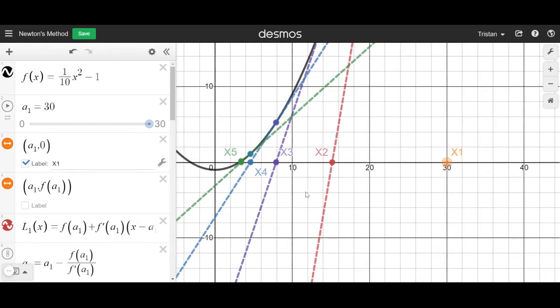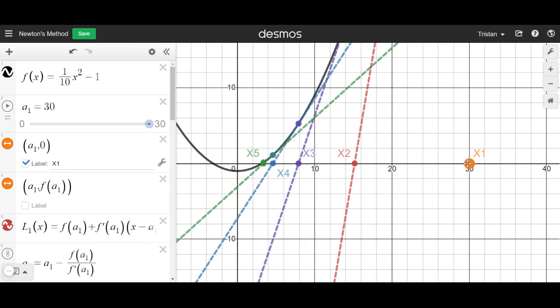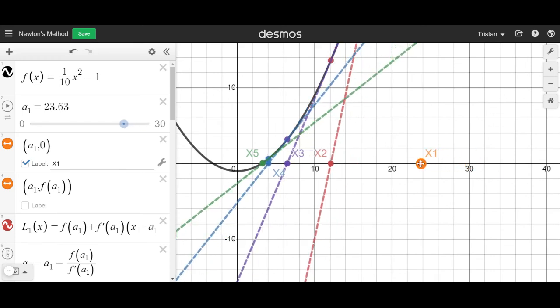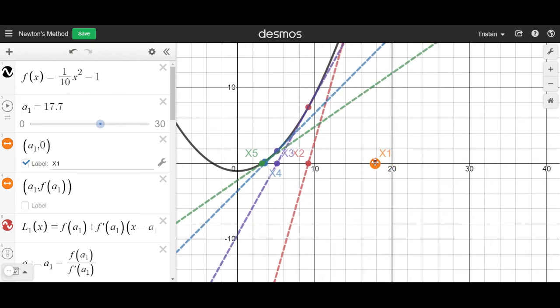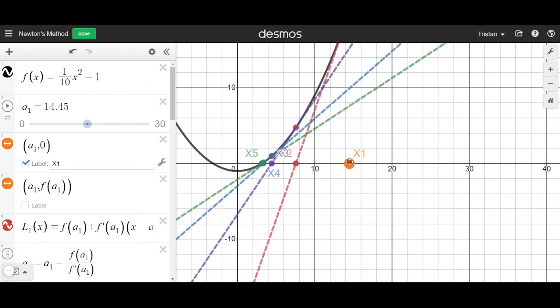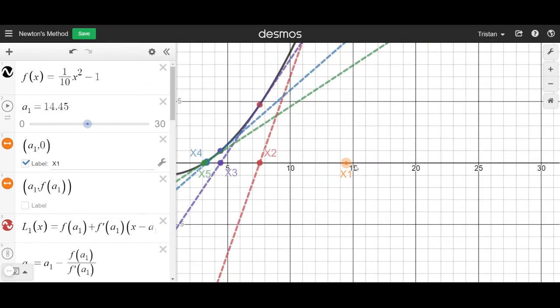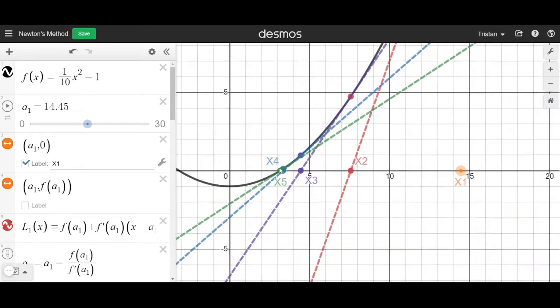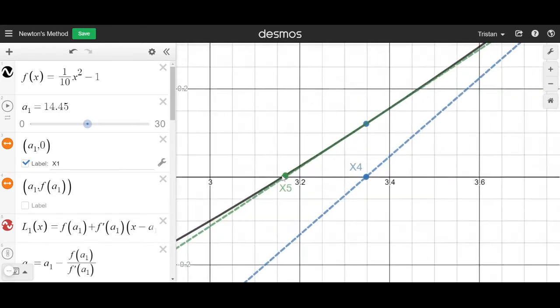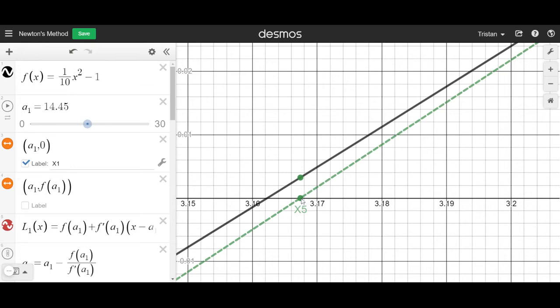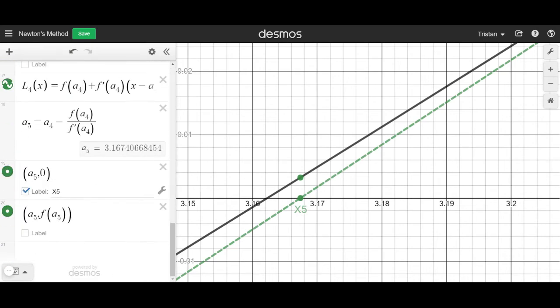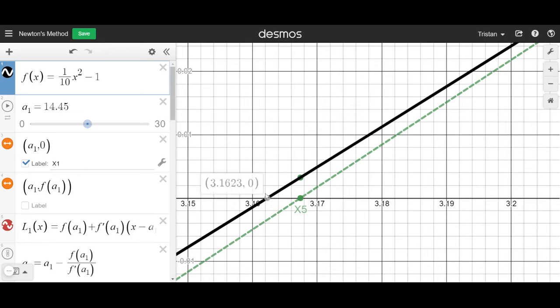So let's see though what happens if I make my guess better. If I bring my guess closer, you can see everything kind of zooming in. And now with my guess at about 15, if I zoom in on where that green one is, that's pretty close now. And if I look at the value of the green, it's 3.1674. So again, that's getting closer.